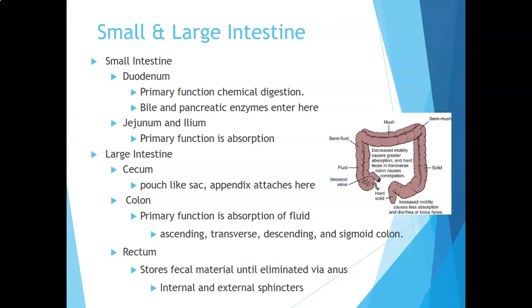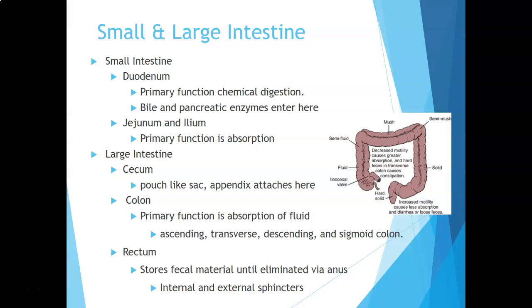The large intestine is divided into the cecum, the colon, the rectum, and the anal canal. The appendix is attached to the cecum and has no known function in the digestive process. The colon is about 1.5 meters long and has 4 portions. They are the ascending, the transverse, the descending, and the sigmoid colon. The rectum stores fecal matter until it's eliminated through the anus.